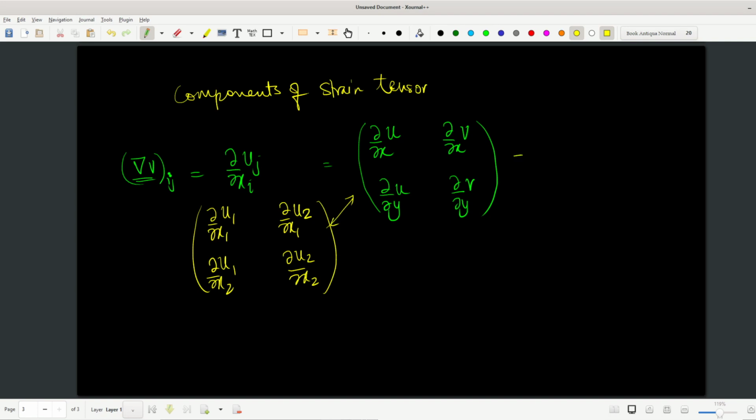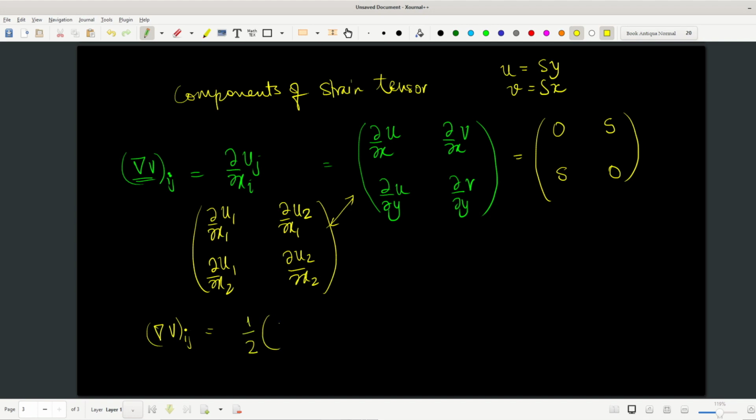So what are the components of this? Let us recall that the velocity field is given by u equal to sy and v equal to sx. So this becomes del u del x is 0, del v del x is going to be s, del u del y is going to be s, and del v del y is going to be 0. So now that we have the velocity gradient tensor, we can decompose it into the symmetric part and antisymmetric part.